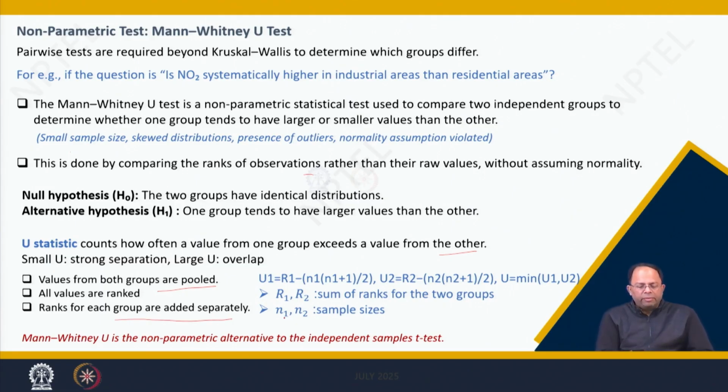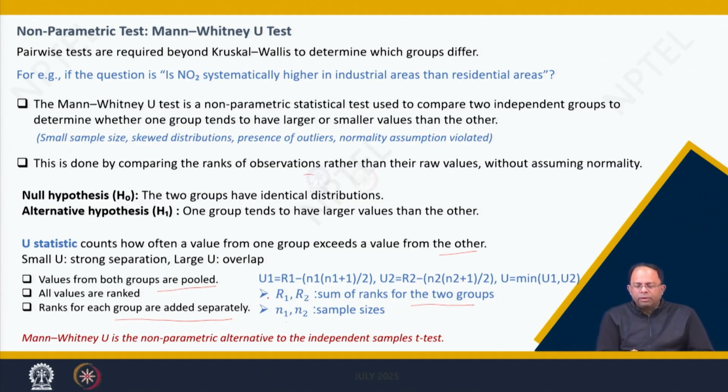So that means when we are listing all the values of the variables, after that we give the ranks 1, 2, 3 for each of these variables as per that order. But then I group the ranks for each of these groups separately. So over here R1 and R2 are the sum of ranks for the two groups, and N1 and N2 are the sample sizes.